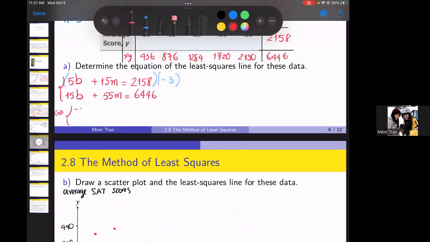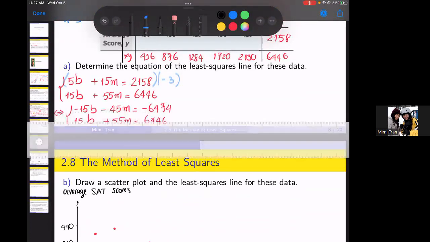So negative 15b, 15 times negative 3 is what? Negative 45m. I need a calculator for that one. 2158 times negative 3. So negative 6474. Rewrite the second one: 6446. And then you add.